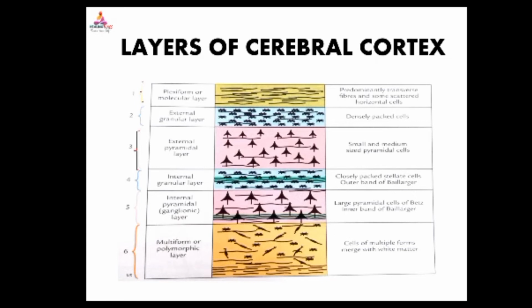Once again, review the layers. First, molecular layer or plexiform layer. Second is the external granular layer. Third one is external pyramidal layer. Fourth one is internal granular layer. Then fifth one is internal pyramidal layer. And last one is multiform layer or layer of polymorphic cells.